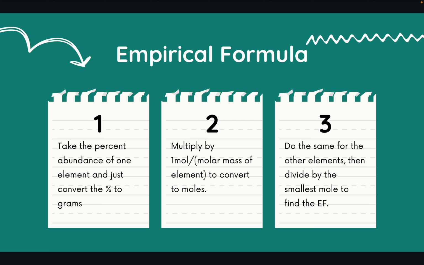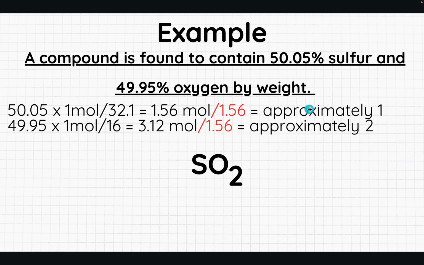Now with this, we can use it in the empirical formula. In the empirical formula, you would just take the percent abundance of one element and convert that percentage to grams. Then multiply that by 1 mole divided by the molar mass of that element to convert to moles using dimensional analysis. Do the same for the others, then divide by the smallest mole value to find the empirical formula. Let me show you what I mean.